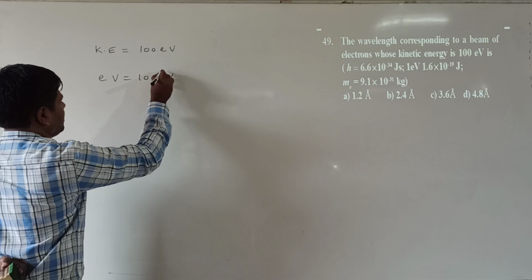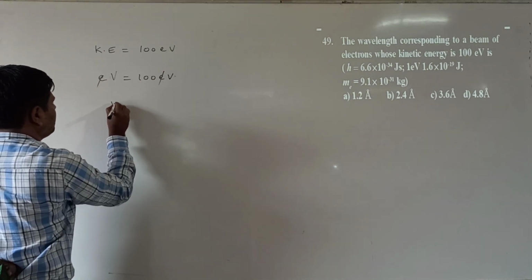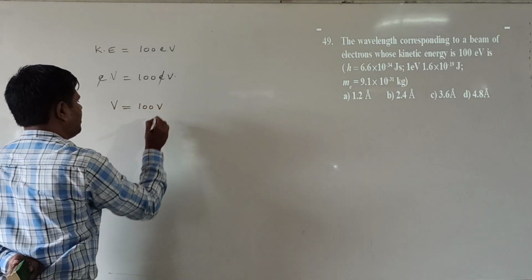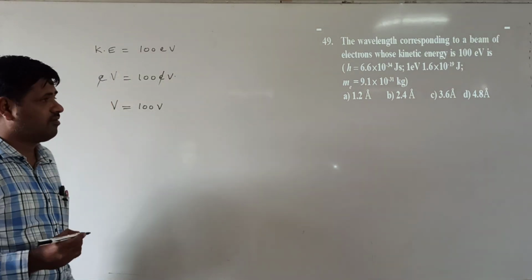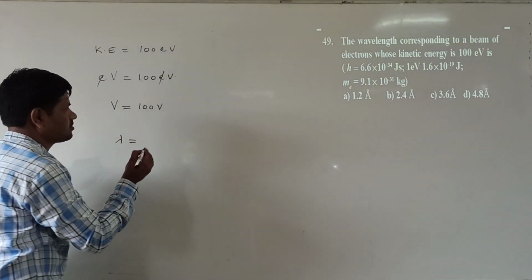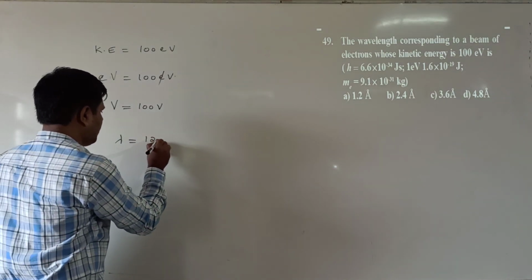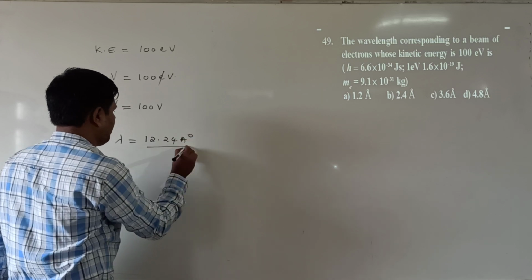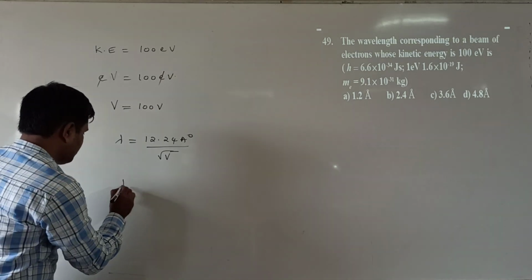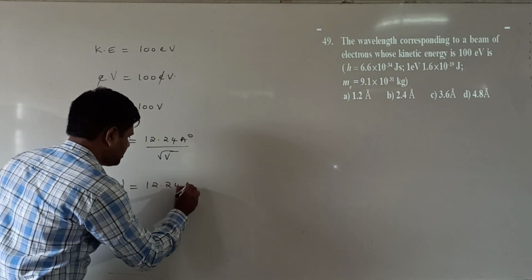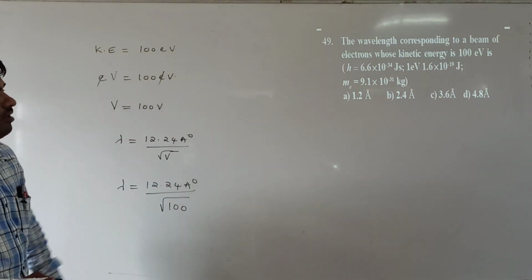Here e cancels with the volt, and V is the potential. V is equal to 100 volts here. When the voltage is given, there is a direct formula for the wavelength. Here it is an electron, so for the wavelength of the electron the formula is 12.124 angstrom by under root of V. This is the direct formula. Here V is equal to 100.